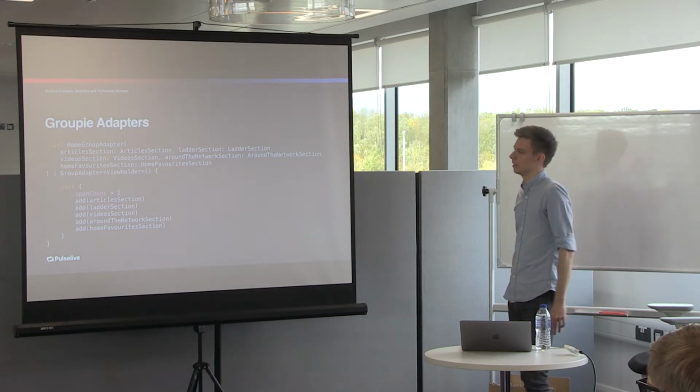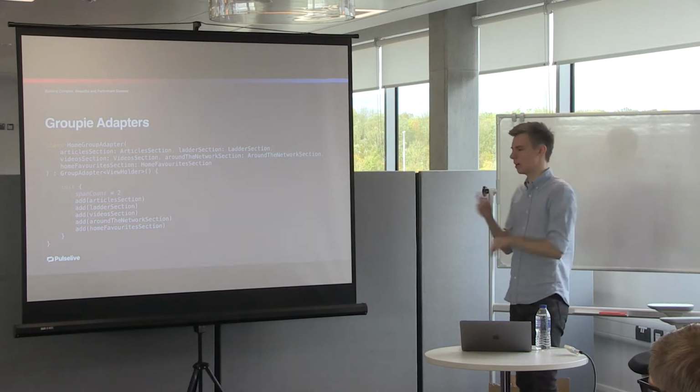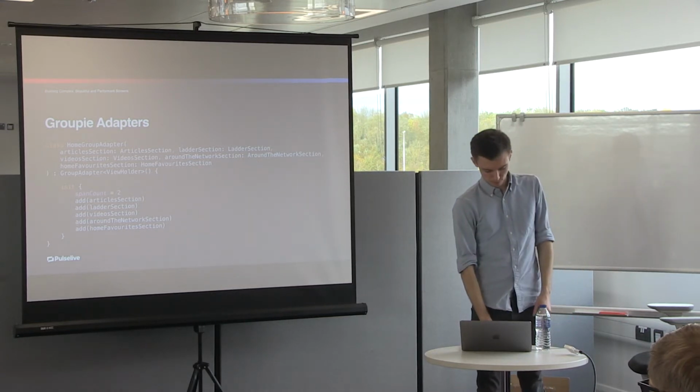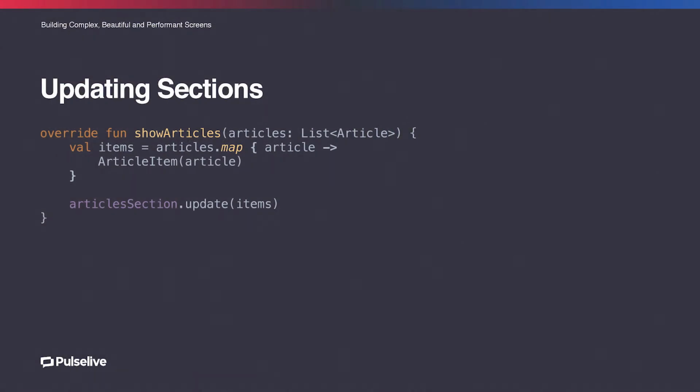There's nothing different there. We need to know, when we get items in, when we get articles back from the API, how do we actually update a section? You still have a reference to your section. You get all your articles in. Again, it's in clean architecture, so we have article entities, completely abstracted from implementation. They're just really simple Kotlin objects. For every article we get in, we map it to an article item, which is the Groupie item we made at the very start, giving it the article it's supposed to show. And then we just call article section update.